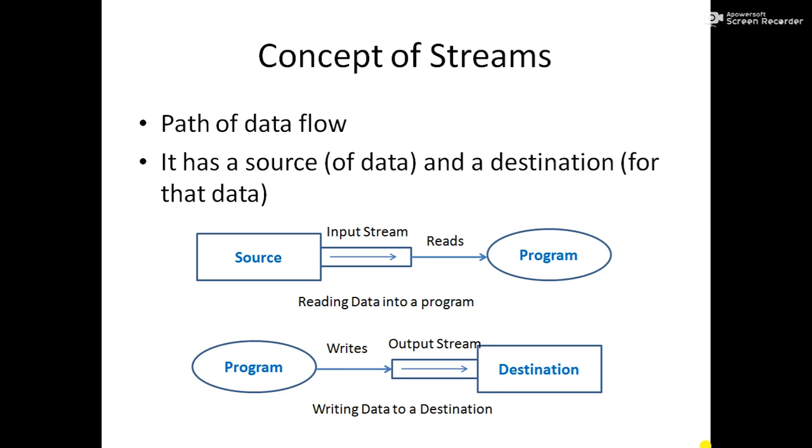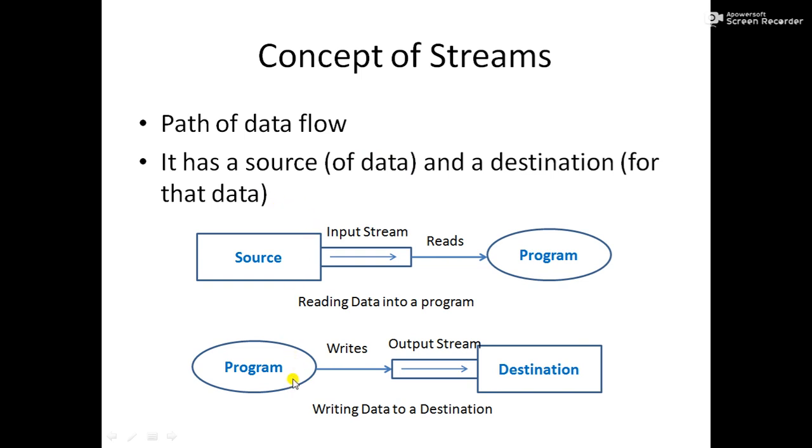The data available from the source will be streamed in the input stream in the form of read. This operation is nothing but reading data into a program. From the source of data, it will be streamed for the read operation, and that will be read by the program. This is nothing but reading data into a program, from the input program or input file.